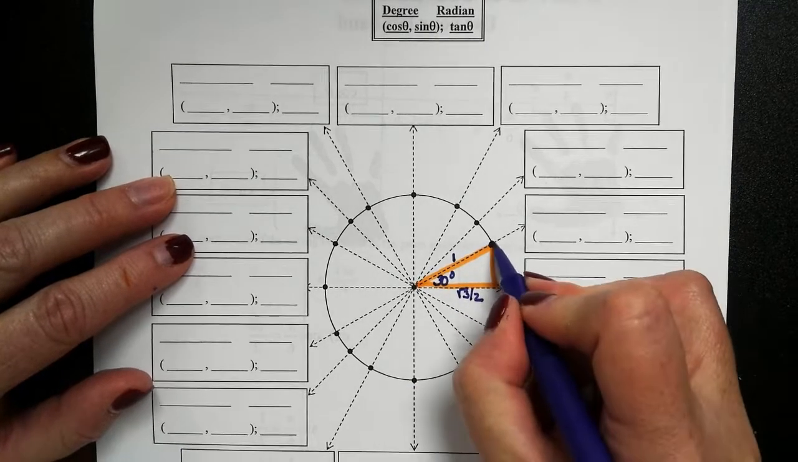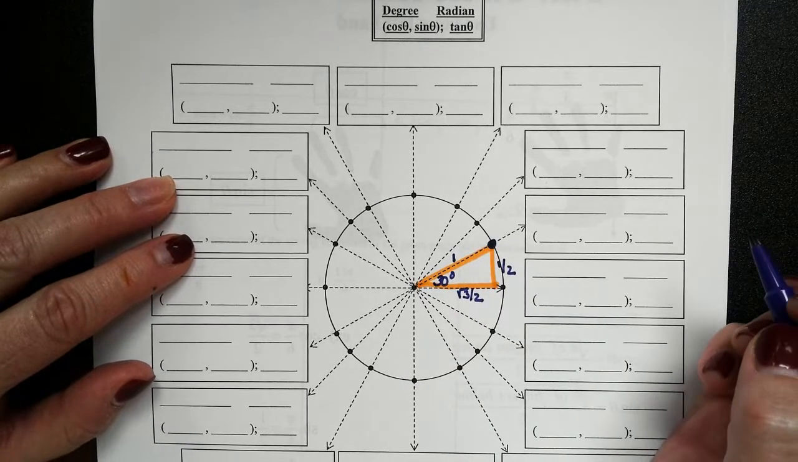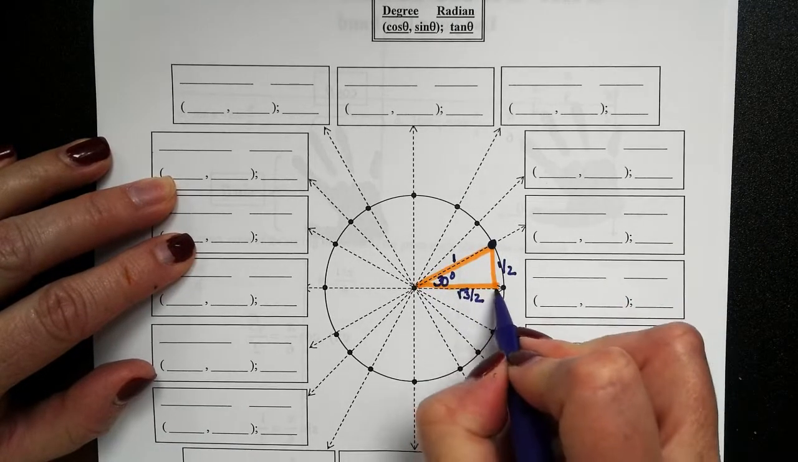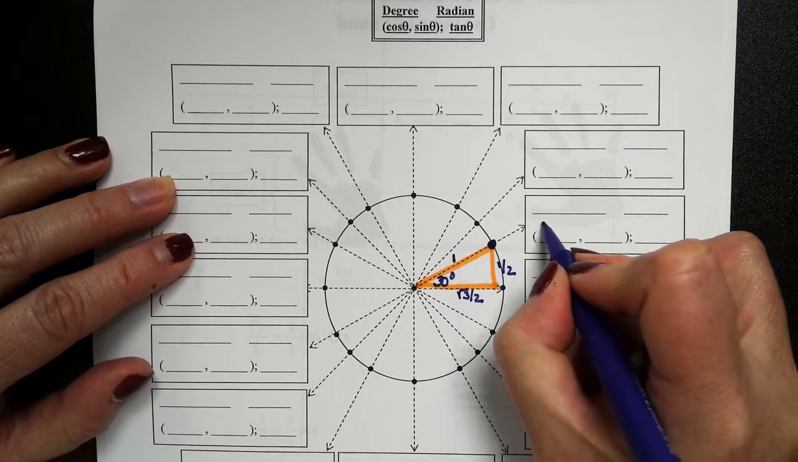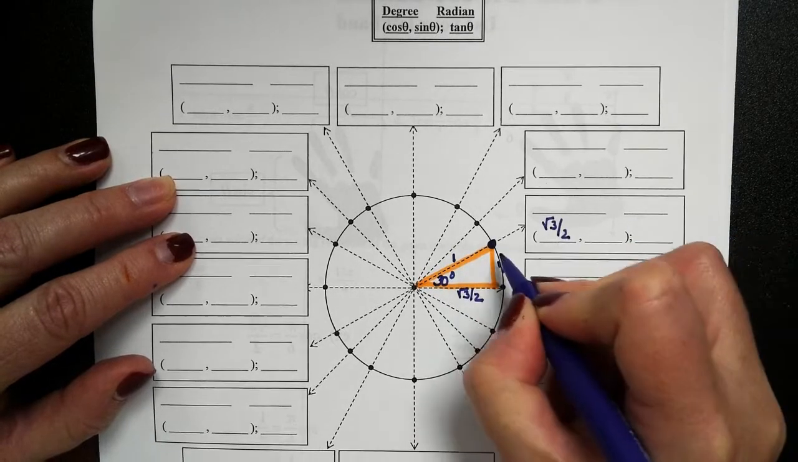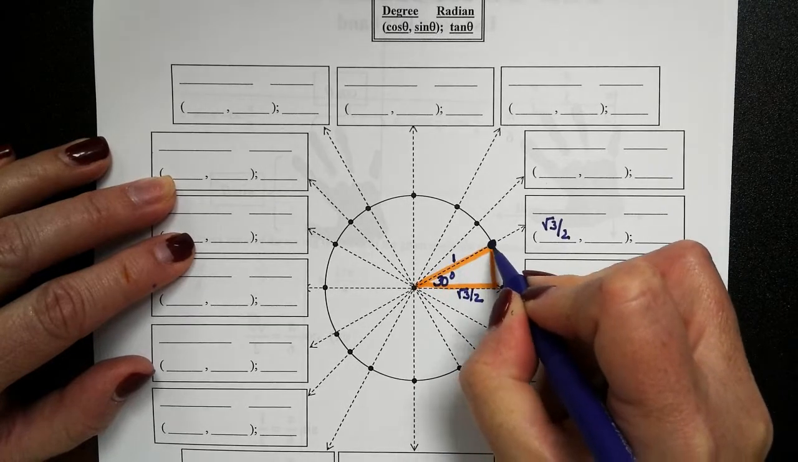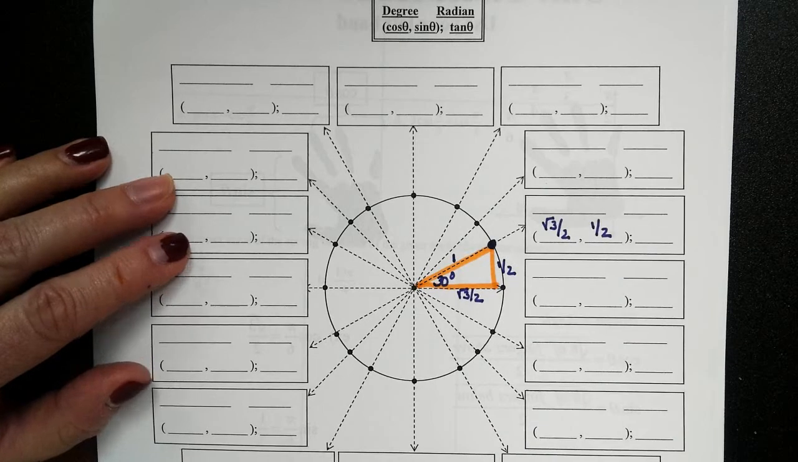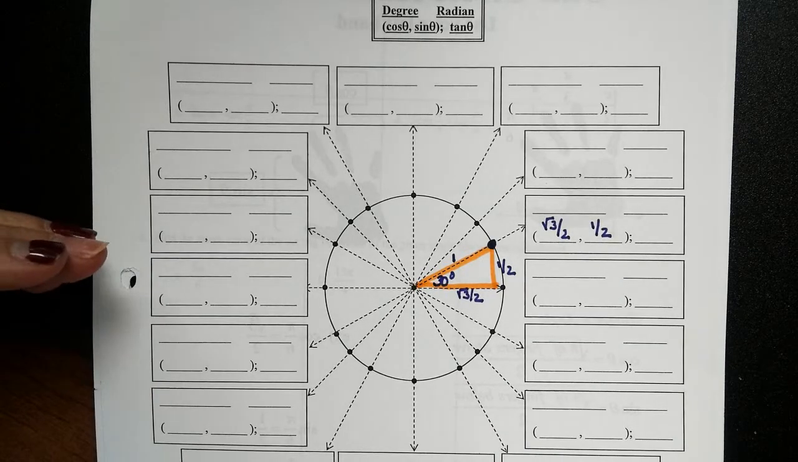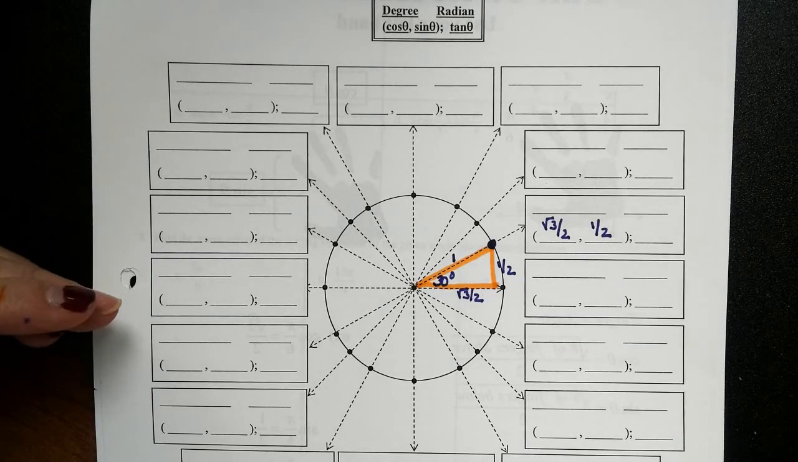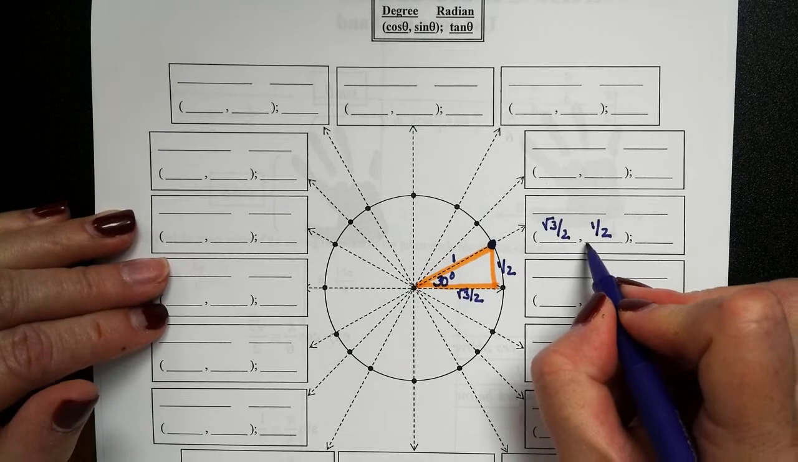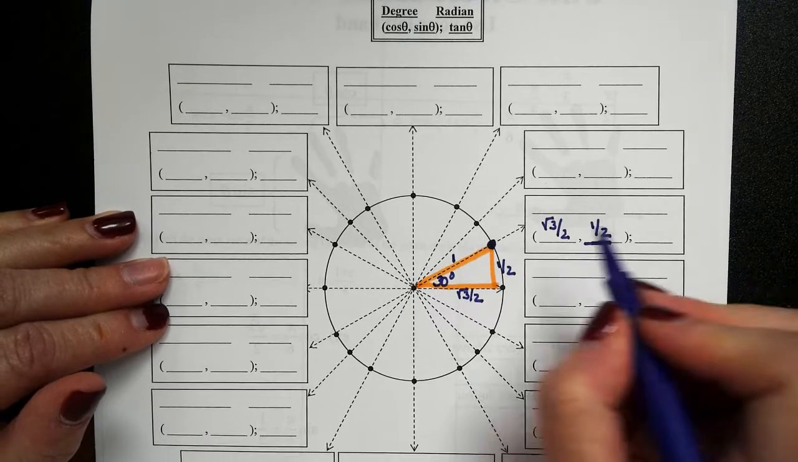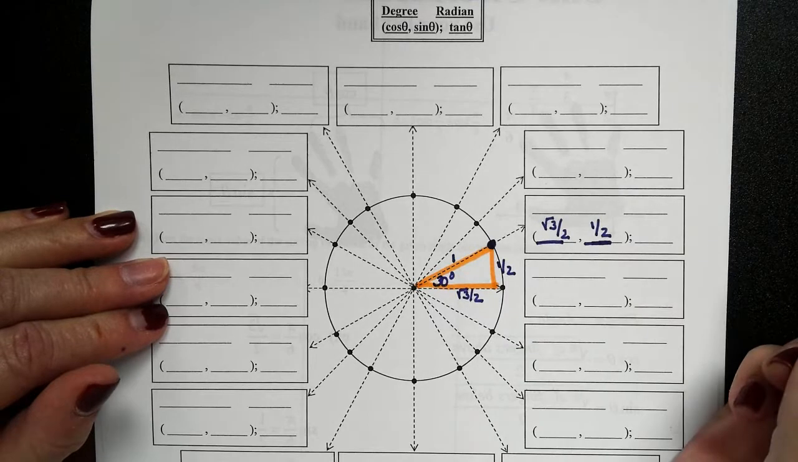So then what happens when I have this point on the circle, the x-coordinate is the same as the side opposite my 60 degree angle, which is square root 3 over 2. The side opposite my 30 degrees is going to be the same as the y-coordinate, which is 1/2. And if you remember when I had you fill out that chart from last class, we said the sine of 30 degrees was 1/2. The cosine of 30 degrees was square root 3 over 2.